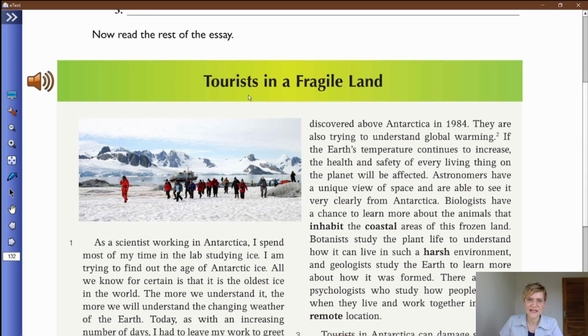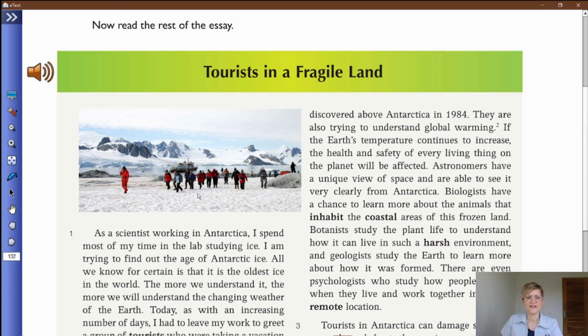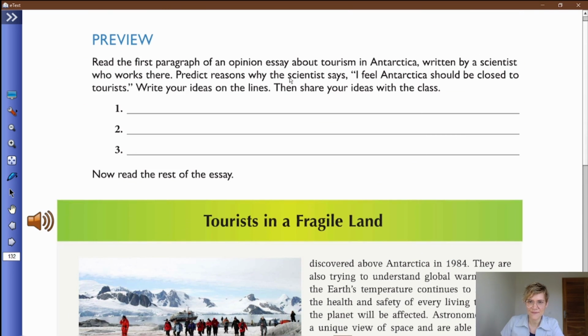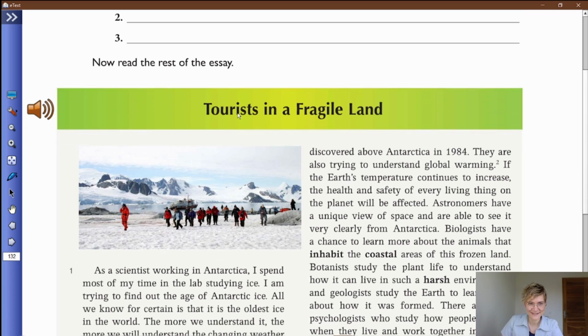Okay, basically by having done skimming, you can already pinpoint the main idea of a text, yeah? And from looking at the title, Tourists in a Fragile Land, and looking at the pictures, we can already see that it's about Antarctica. And we already know, because it's actually given away already, that the type of text here is an opinion essay. Meaning that they will state an opinion and give reasons for that opinion.